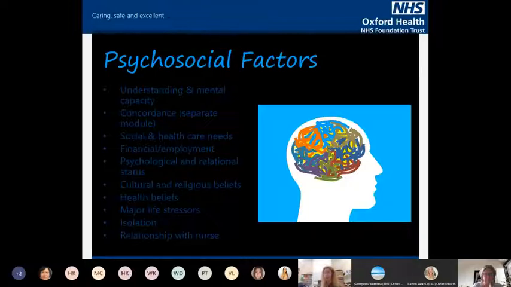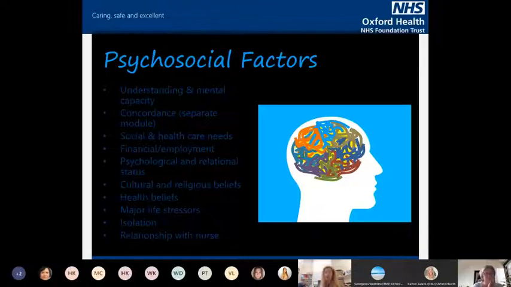Financial and employment, things like employment in terms of the legs, for example. So there are certain occupations where their legs are more at risk if they're stood for long periods of time, or if they're sitting with their legs down all day. That could be a big impact on their legs, or why they're suffering with ulceration now, or if there are any financial barriers to them having certain treatments, that can be a problem.